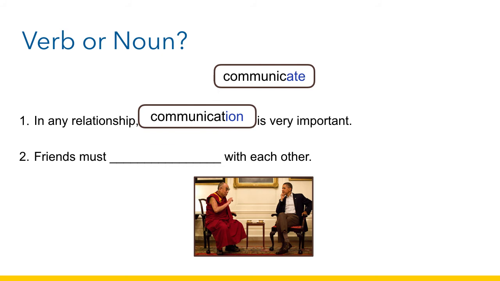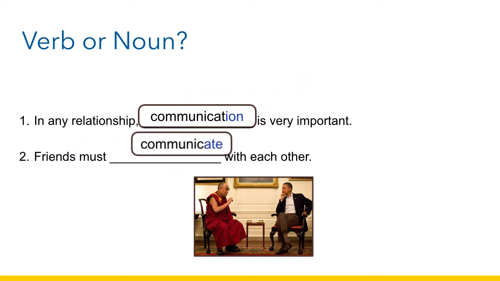Look at number 2. You see must. After must, we always need a verb. Communicate is the correct verb here. Friends must communicate with each other.